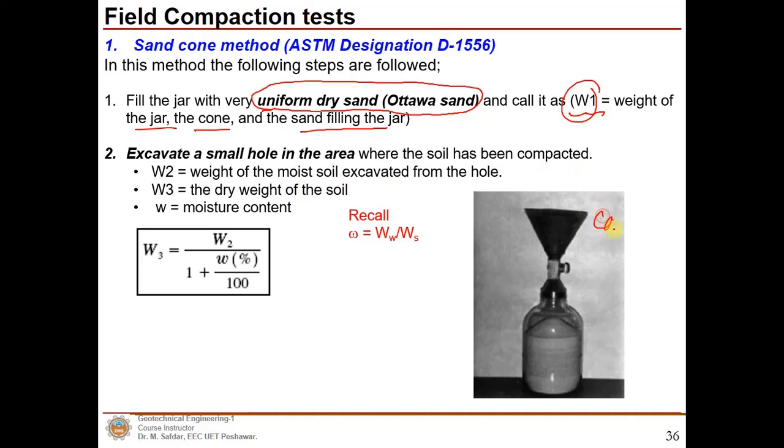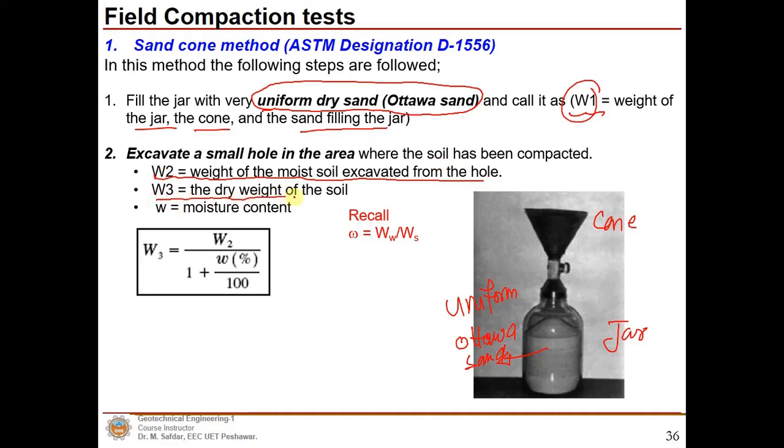This is the cone, this is the jar, and here Ottawa sand, uniform Ottawa sand in whitish color is shown in this figure. Now we need to excavate a small hole in the area where the soil has been compacted. W2 will be the weight of the moist soil excavated from the hole.